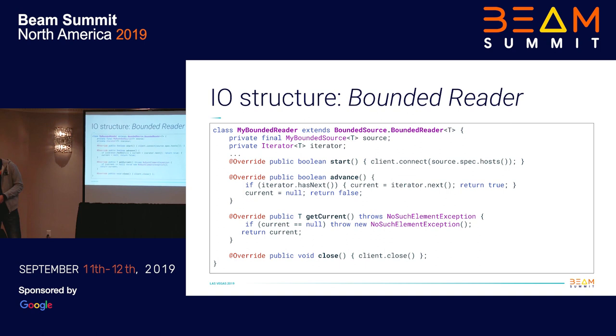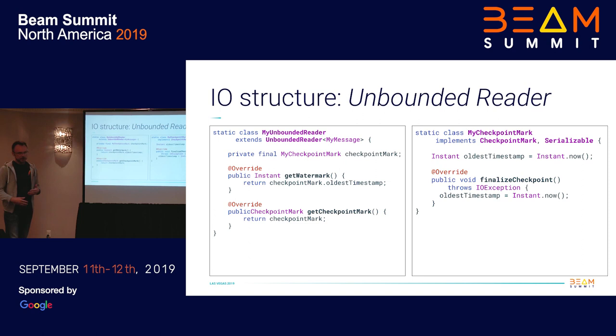Unbounded reader, again, is a little bit more complicated, because unbounded source is responsible for supporting watermarks and checkpoints. So in this case, we should implement two other methods. And checkpointed watermarks could be implemented in different ways. So it's up to you how to do that in your source IO.